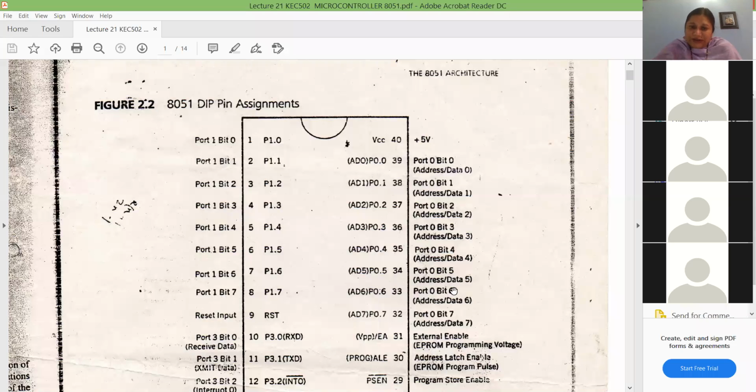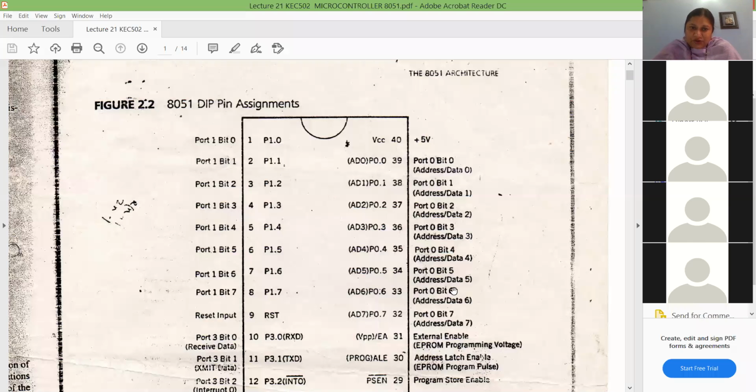The limitation is that it is a 40 pin IC, and the limitations are with the availability of the ports and the memory capacity. Everything will be there, so you can implement a small project, but for bigger applications you have to go for advanced microcontrollers. So when we talk about the 8051 microcontroller, this is there in your syllabus.